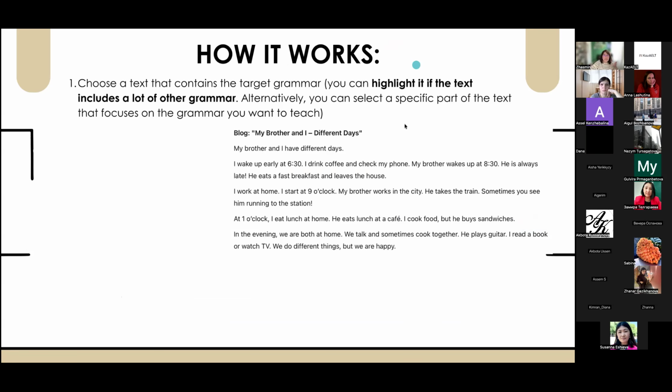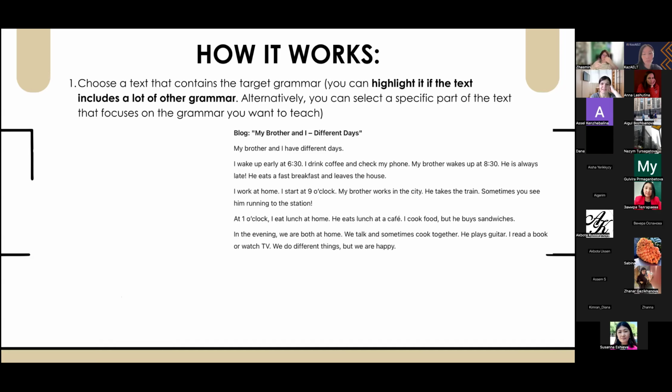Let's talk about the grammar, the guided discovery part of the lesson. Choose a text that contains the target grammar. You can actually use ChatGPT for that. This is literally what I did. I asked ChatGPT to make a text about me and my brother using present perfect and present simple, so that it would have I, me, and he, and stuff like that.